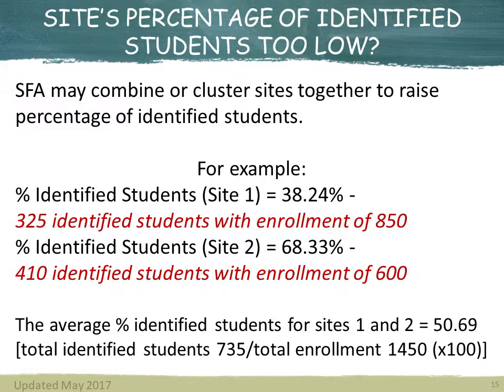And then our second site, we have 410 students with an enrollment of 600. So you'll see one of them is less than 40, the other one's greater than 40. Once we add those two together, we'll be able to get a percentage that is over 40 for the two combined. And when you're adding them, you have to go back and start adding the numbers and then do the division again. So you don't add up just the percentages and divide by the number of schools. So you have to go back to actually the numbers and do the division again.